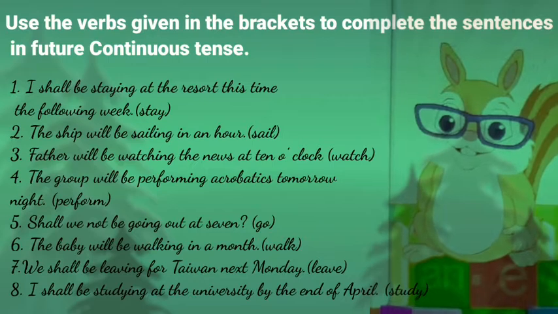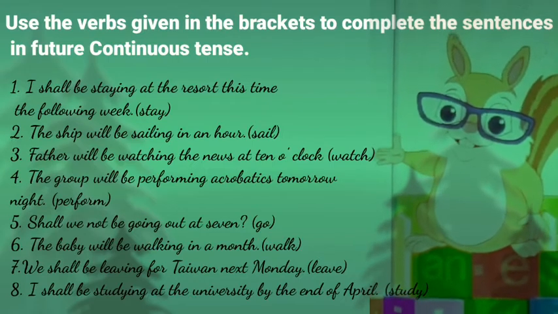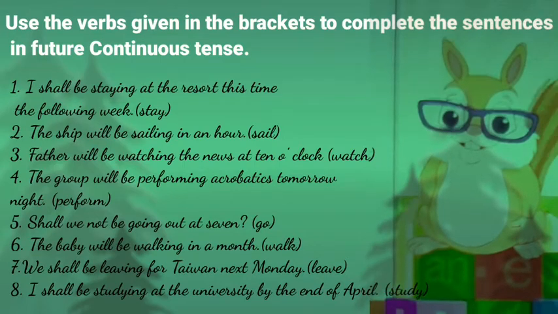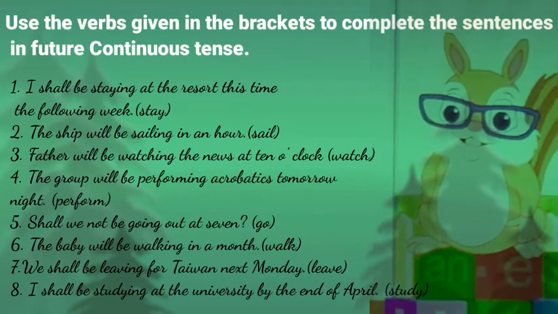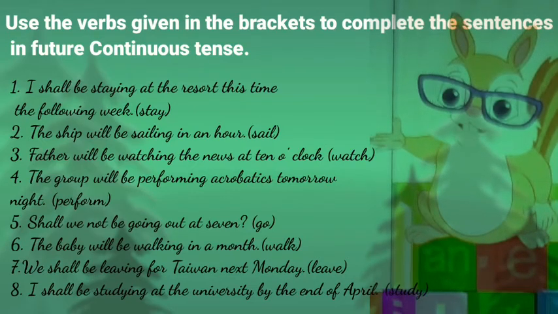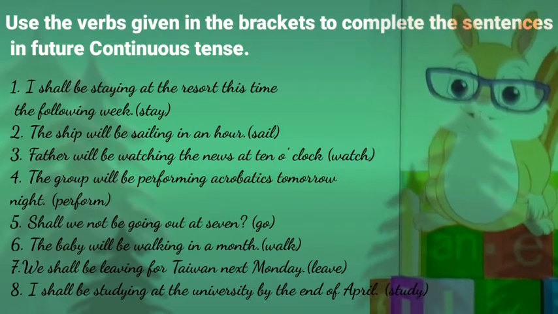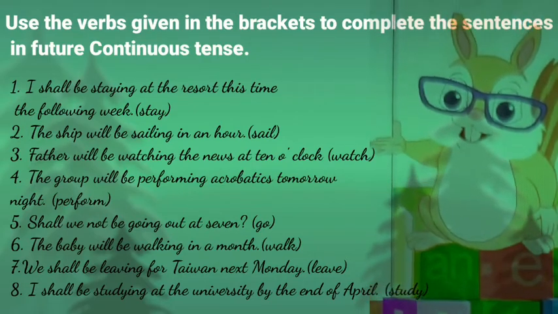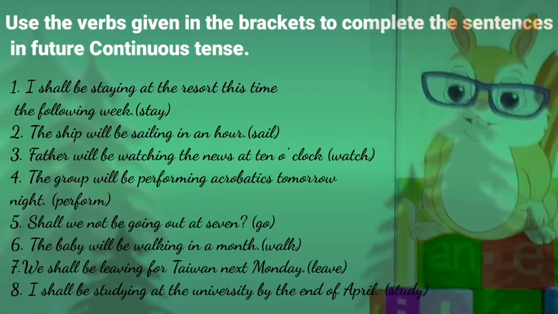Next is: I dash at the university by the end of April. And the verb is study. For study, we will use studying. And with I, we use shall. In future continuous tense, shall be. Okay? So the correct answer is: I shall be studying at the university by the end of April.